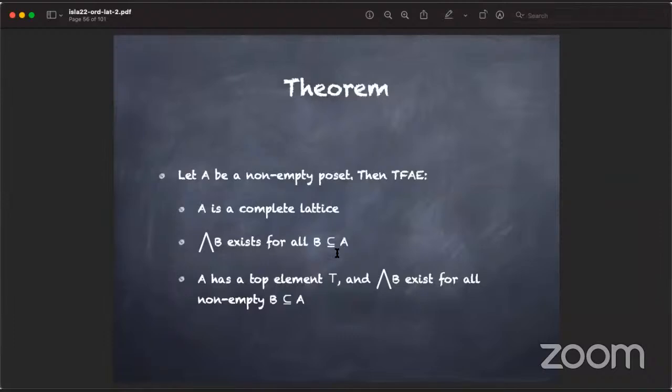Meet B exists for all subsets B of A, and the other equivalent condition is that A has a top element and meet B exists for all non-empty subsets B of A.